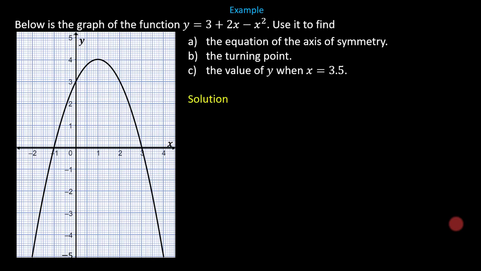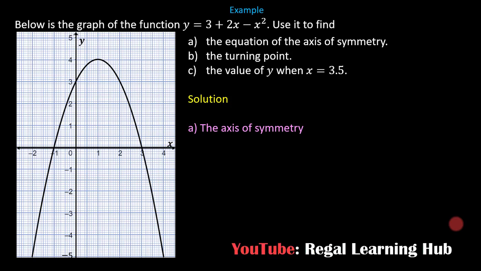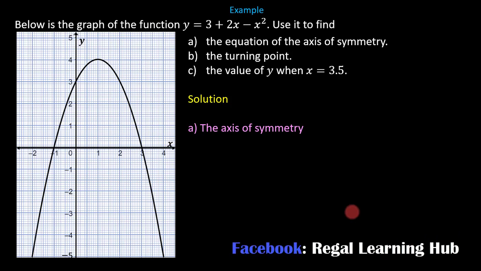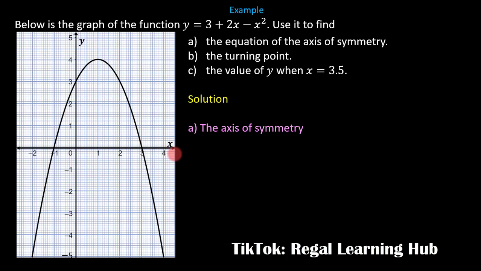Solution. Let's start with a, the equation of the axis of symmetry. Now, as we discussed earlier, the axis of symmetry is an imaginary line that divides a graph into two symmetric parts. Or better still, it divides a graph into two equal parts. Now, look at the graph carefully. Can you imagine where the axis of symmetry might be located?